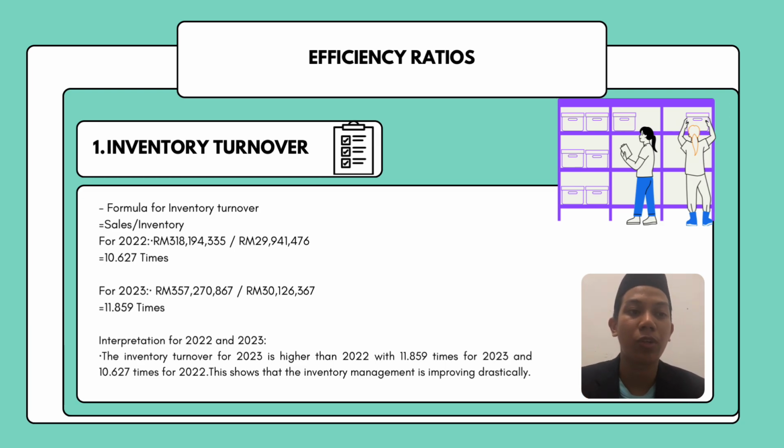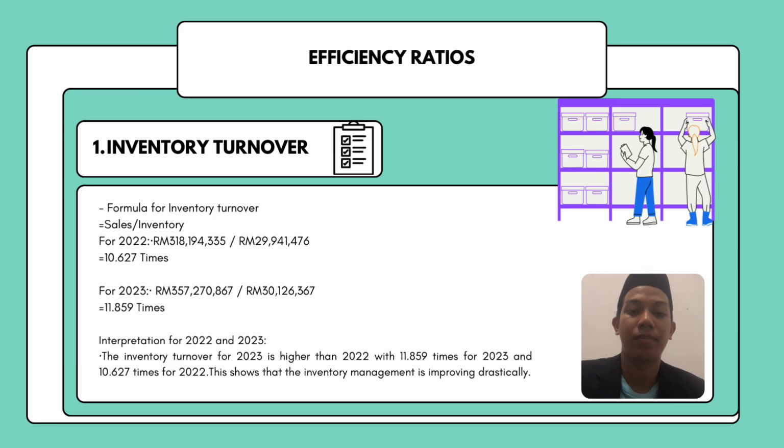For 2023, we have RM 357,270,867 divided by RM 30,126,366, which equals 11.859 times. For the interpretation of 2022 and 2023, the inventory turnover for 2023 is higher than 2022, with 11.859 times for 2023 and 10.627 times for 2022. This shows that the inventory management is improving drastically.